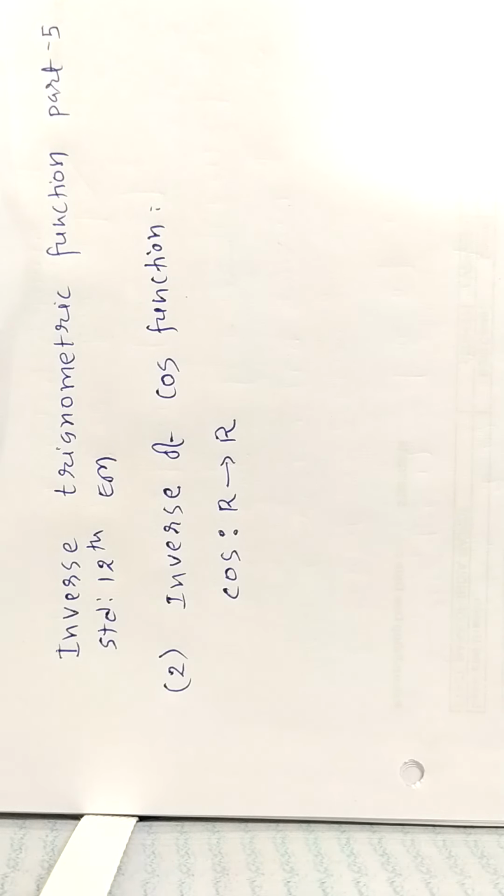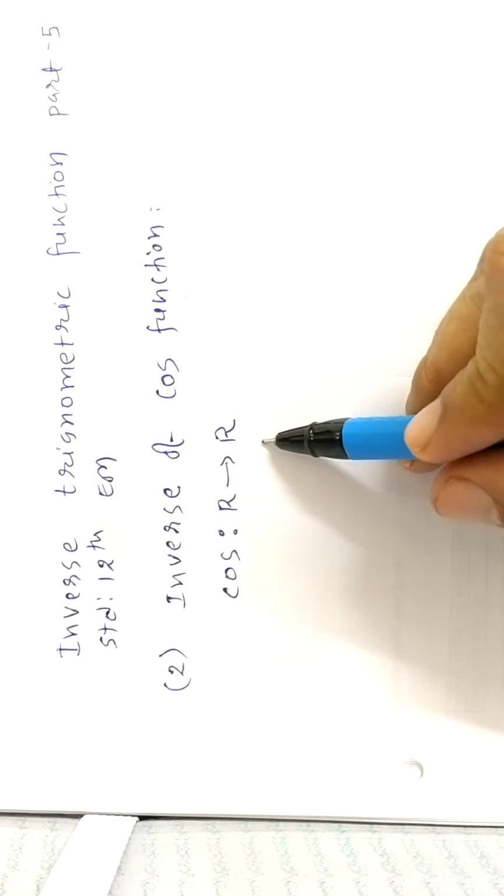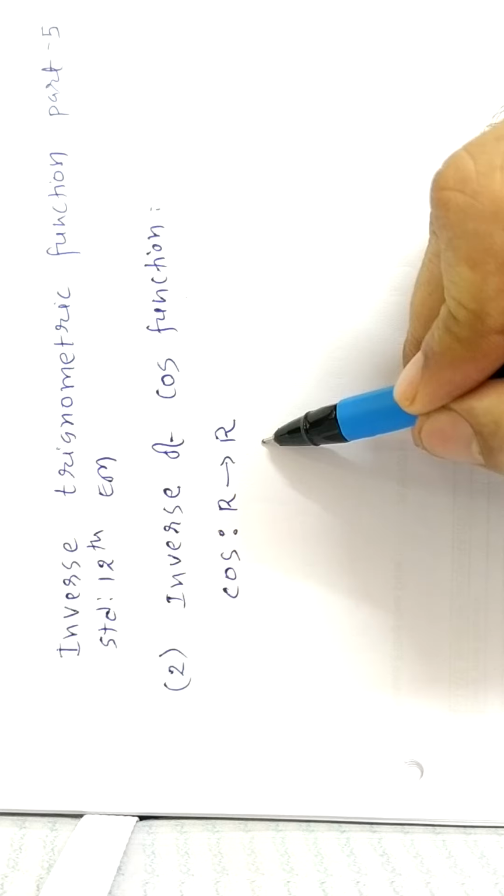Dear students, in last lecture we have studied about the inverse of sine function. In this lecture we want to study about remaining trigonometric functions which are cos, tan, cot, sec, cosec. So start from cos. Cos R to R is not 1-1 function.